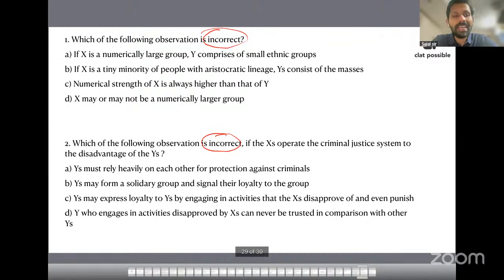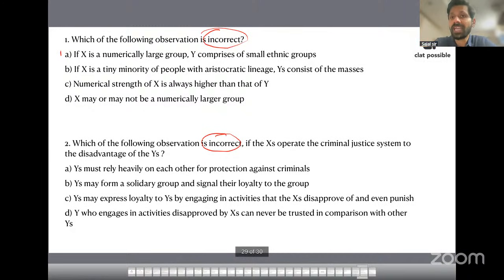A says, if X is a numerically large group, Y comprises small ethnic groups. Okay, so this is not incorrect per se. It could be the case that X is a large group and Y is a small ethnic group, and because of the numbers, they wield greater political power. So, as I said, it's not really incorrect. There is a possibility that this is right, but let's look at other options.